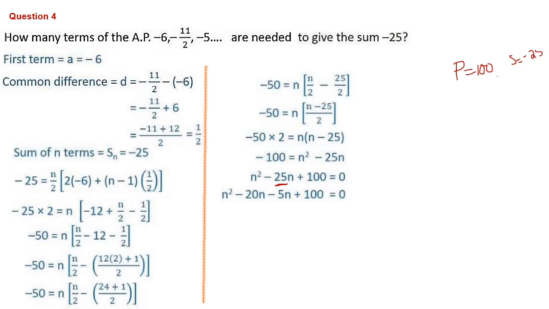The numbers are 20 and 5, because 20 into 5 is 100. Since the sum is minus, you can put minus on both, because minus 20 minus 5 is minus 25. That is the way we have split it here: minus 20n minus 5n plus 100.